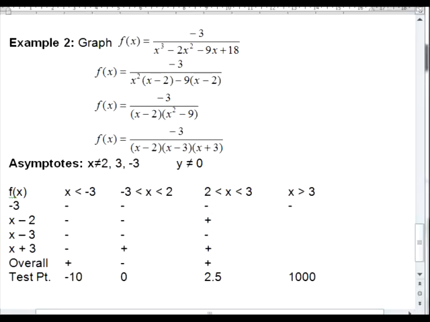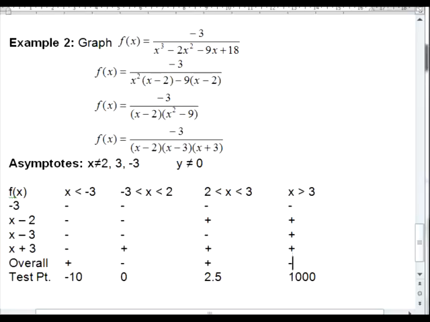Finally, on the right-hand side, 1,000. 1,000 minus 2 is positive. 1,000 minus 3 is positive. And 1,000 plus 3 is also positive. So a negative times a positive is a negative times a positive, and so all that's going to be negative. All right. Okay, let's get our graph drawn up here. You can hit pause if you want to, supply teacher, so that the class can get that.